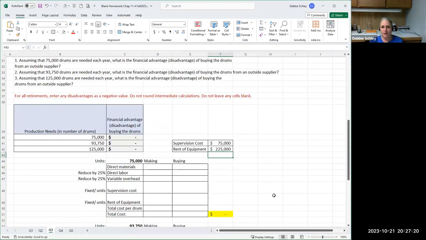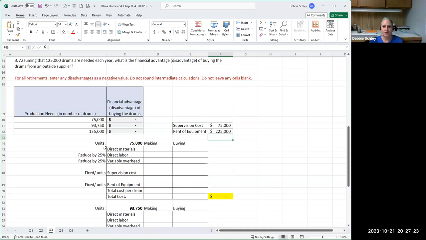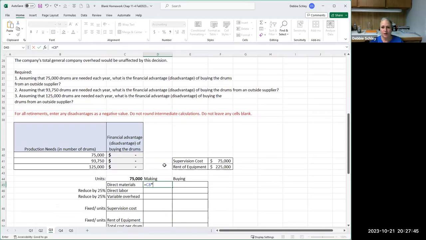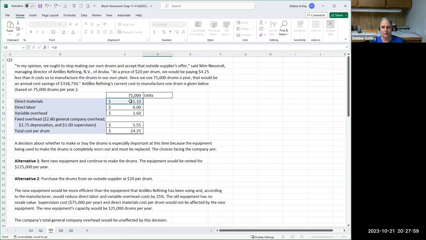So now I'm gonna do this 3 times. I'm gonna do it for each number of units so I can reference those units. So direct materials for making would be equal to the number they gave me up here, direct materials times, in this case, I'm working on the 75,000. Oh, I got a better idea. I'm going to just bring down the per unit.